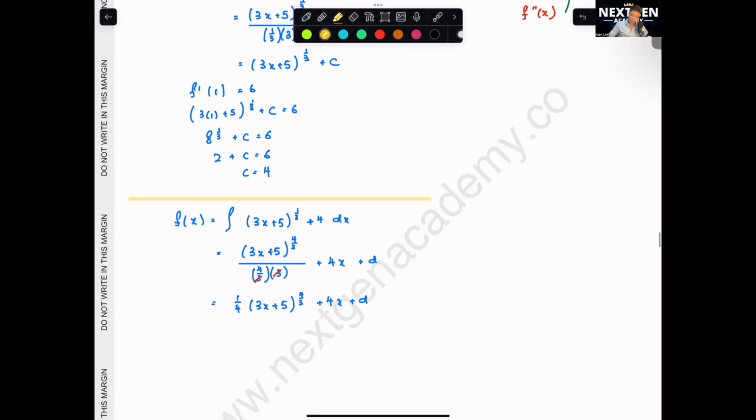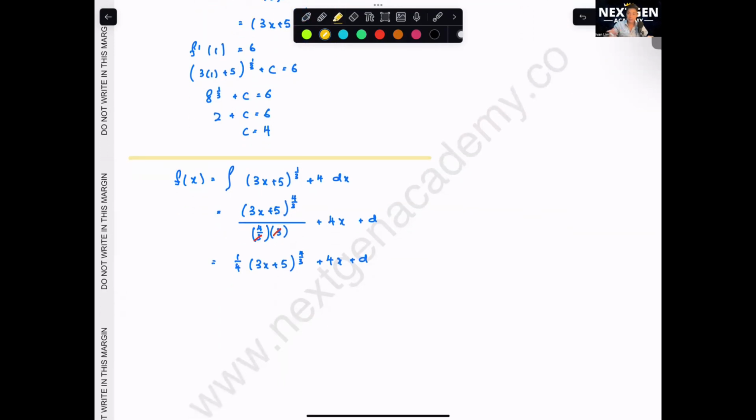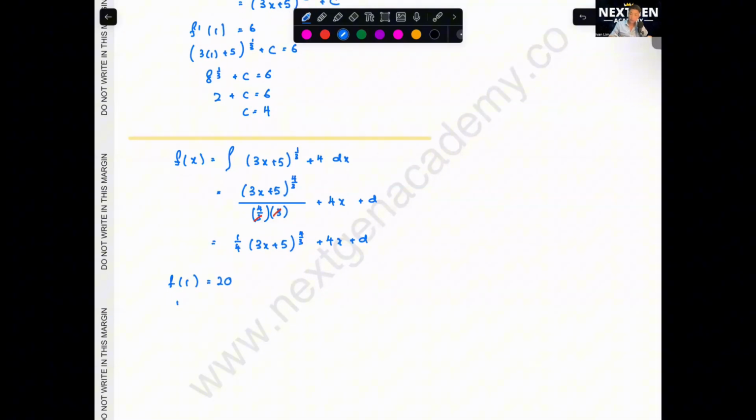All right. We now substitute in the value. They gave us f(1) equals 20. So when we substitute x equals 1, this one will be 1 over 4, (3 times 1 plus 5) to the power of 4 over 3, plus 4 times 1 plus d equals 20.